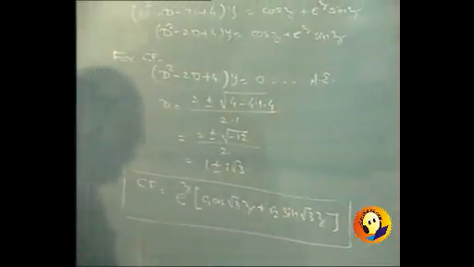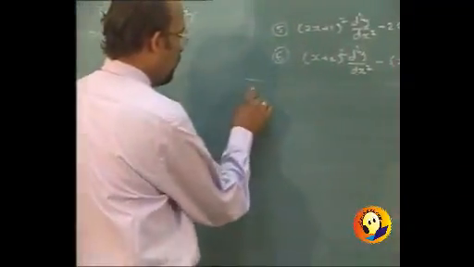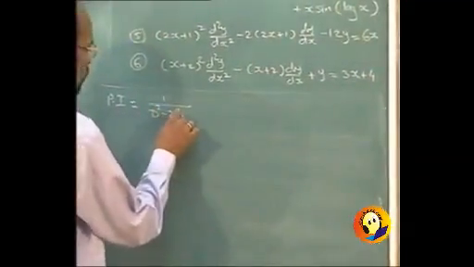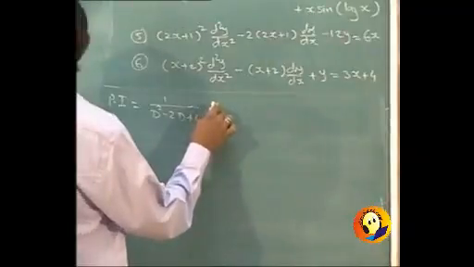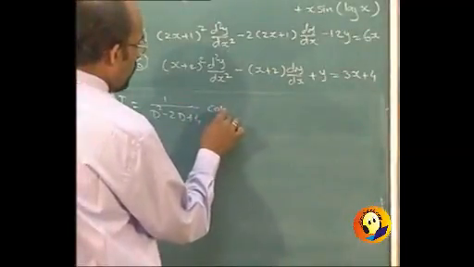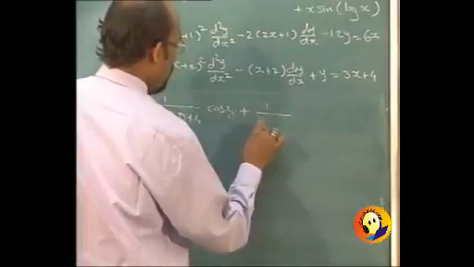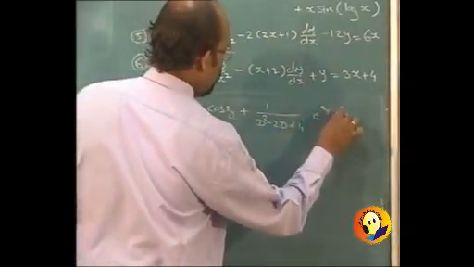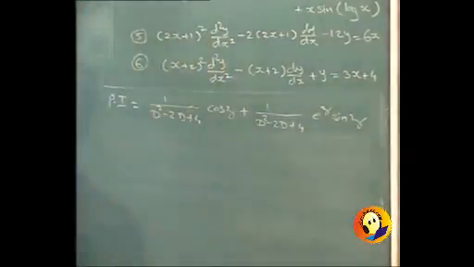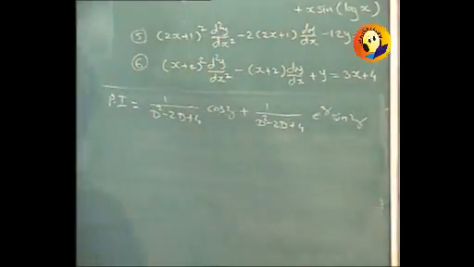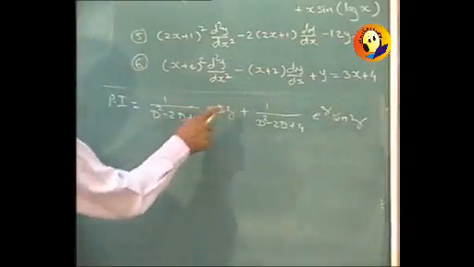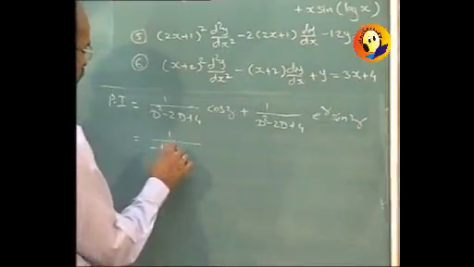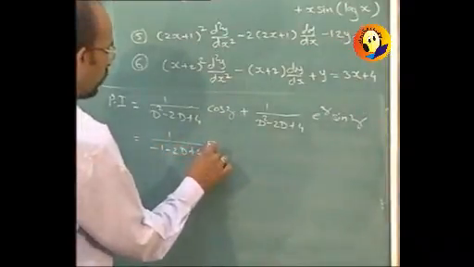For PI, we will separate out the terms. It is 1 upon D square minus 2D plus 4 operating on cos z, plus 1 upon D square minus 2D plus 4 operating on e raised to z into sin z. Here we will be using formula number 3, which says replace D square by minus a square. A in this case is 1, minus a square will be minus 1. It will be 1 upon minus 1 minus 2D plus 4 operating on cos z.